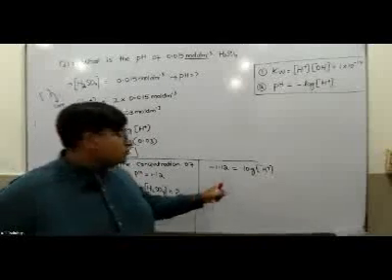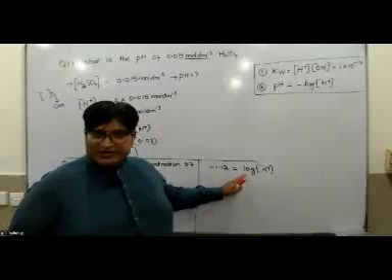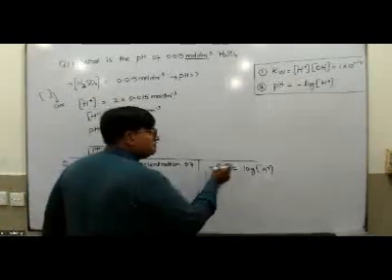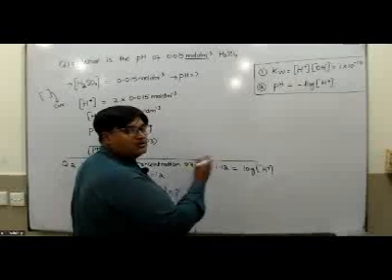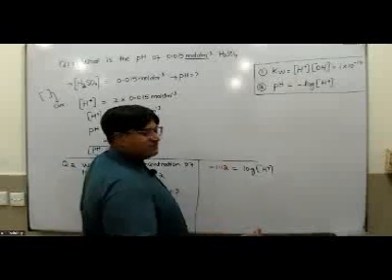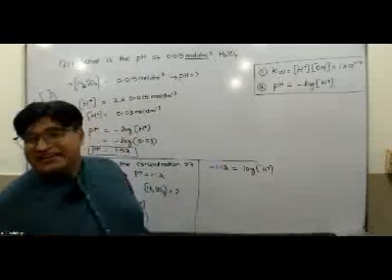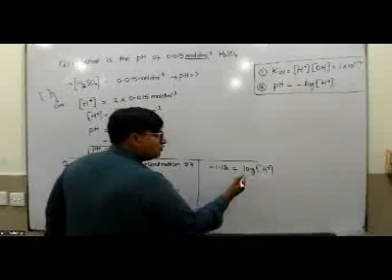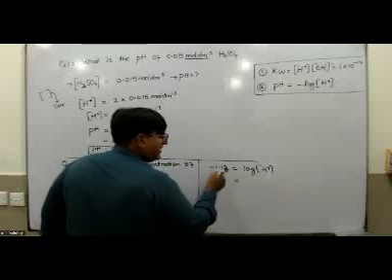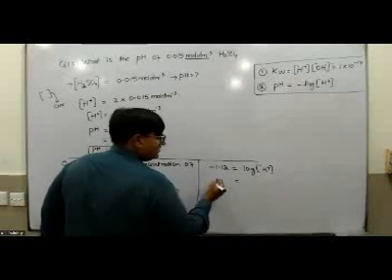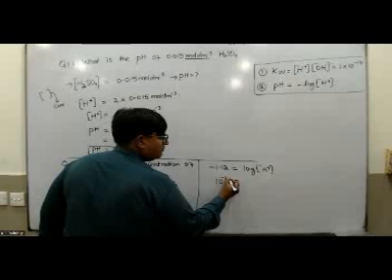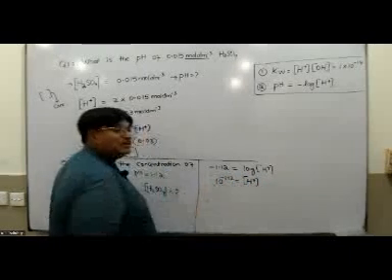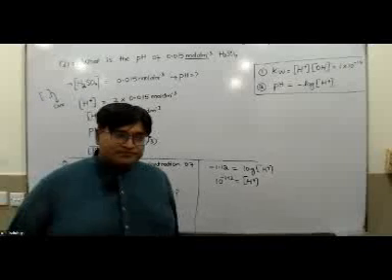Okay. Now if you want to remove the log, what is the method? You should make the value on the left-hand side a power of 10. This is called the anti-log in mathematics. So 10 power minus 1.12 is equal to the hydrogen ion concentration. Just calculate it and tell me what you got.